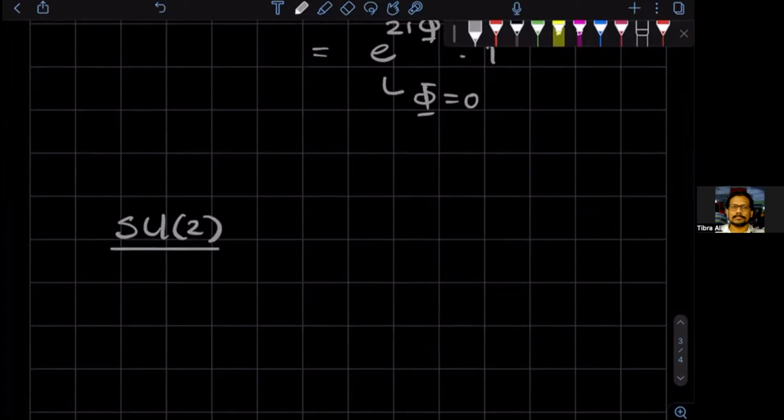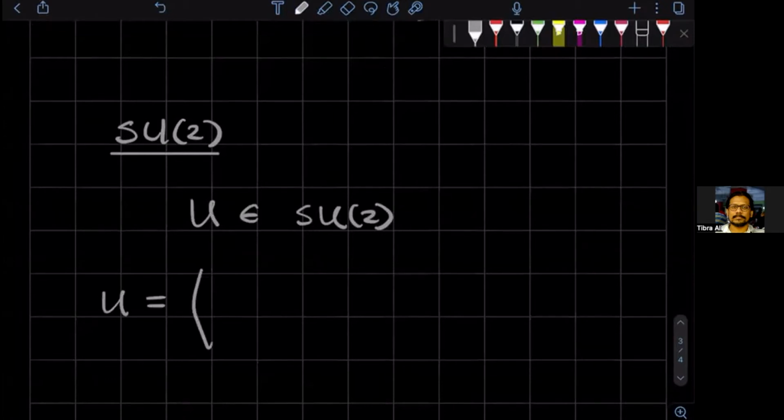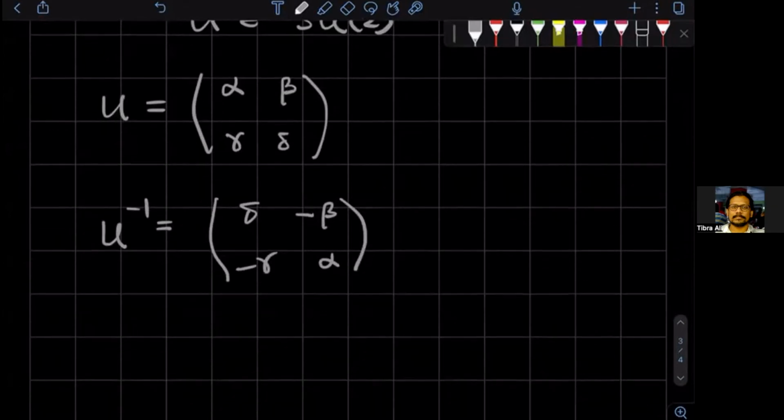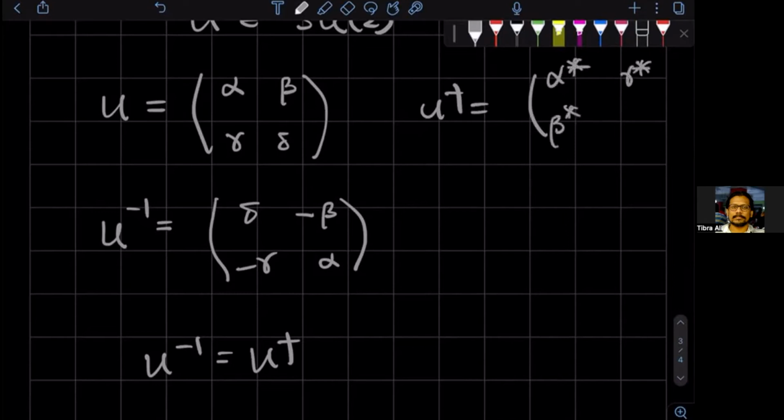Now, in the previous lecture we showed that, if I write U, now an element of SU2, not V, in terms of four complex numbers alpha, beta, gamma, delta, then U inverse, using the formula for the inverse of a matrix and the fact that the determinant of U is 1, is delta, minus beta, minus gamma, alpha. So U inverse is equal to U dagger. U dagger, on the other hand, is alpha star, gamma star, beta star, delta star.